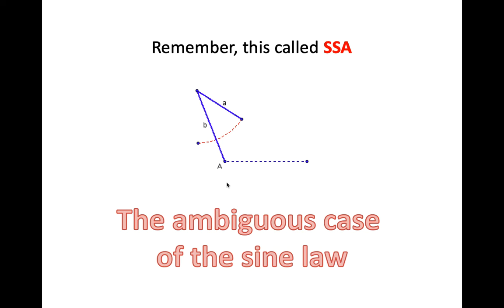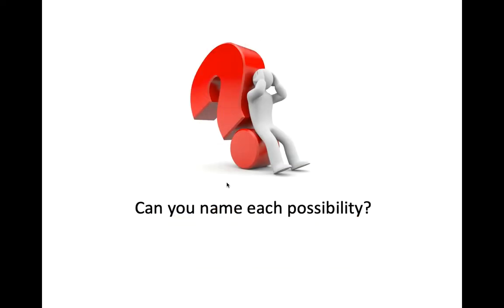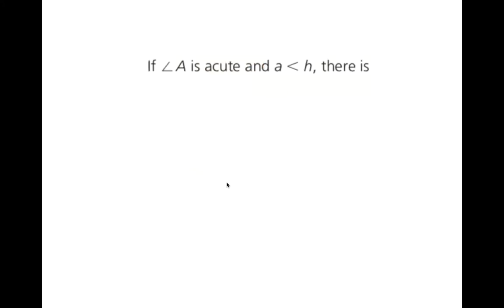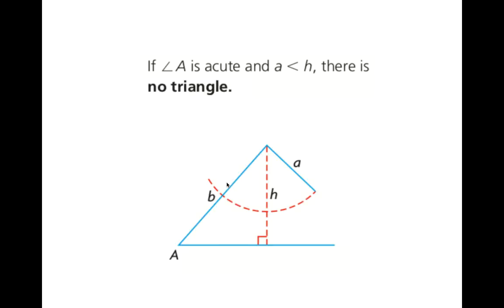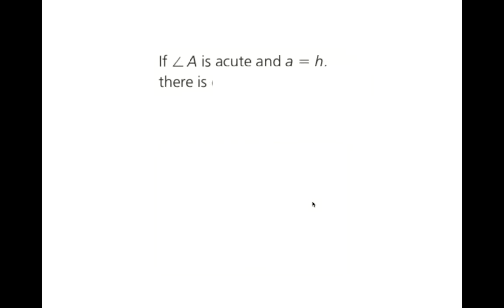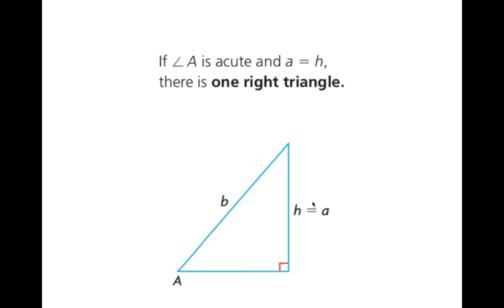Now, what we did next was we went through it in a more mathematical way, and we tried to come up with naming each possibility. So I would encourage you to do this. If A is acute and A is less than H, there is no triangle. And you can imagine it in your head. So again, as I go through each one of these, pause the video, imagine it yourself, and try to answer this, just to double check if you've managed to understand what we've been talking about. If A is acute and the side called A is equal to H, there is exactly one right triangle.